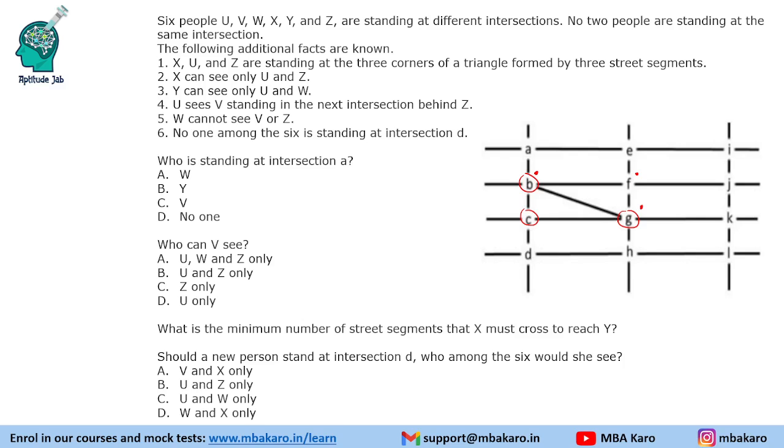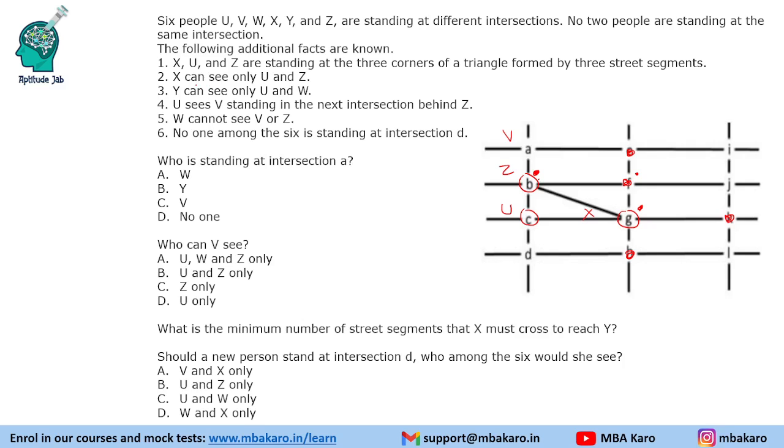Okay, so let's see this. Now, two of them are mandatorily here, like say B and G, that's a mandatory pair. So U sees V standing in the next intersection behind Z. So suppose if we put U here, then Z should be here and V should be here. Now let's say we are just assuming U to be here. It says X can see only U and Z, so this should be X. X should be able to see only U and Z. So that means there is no person in these intersections, because X can see only these two people.